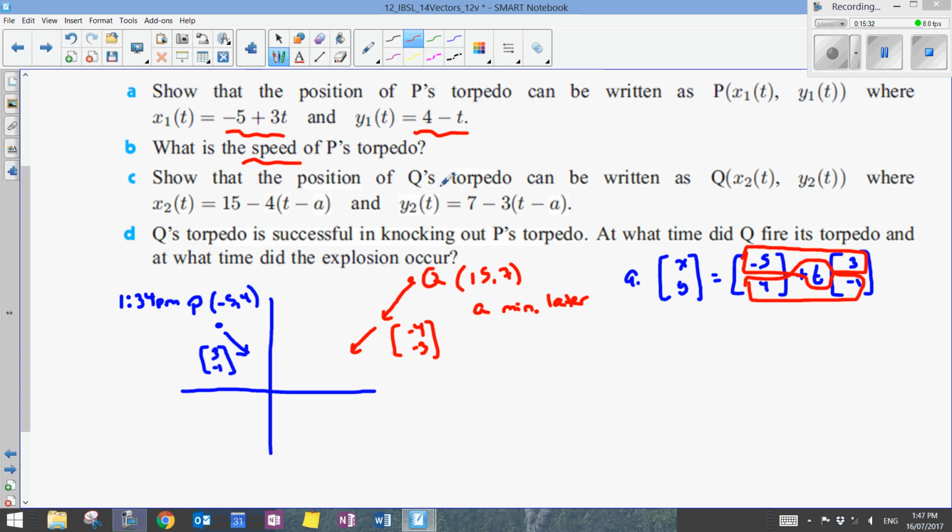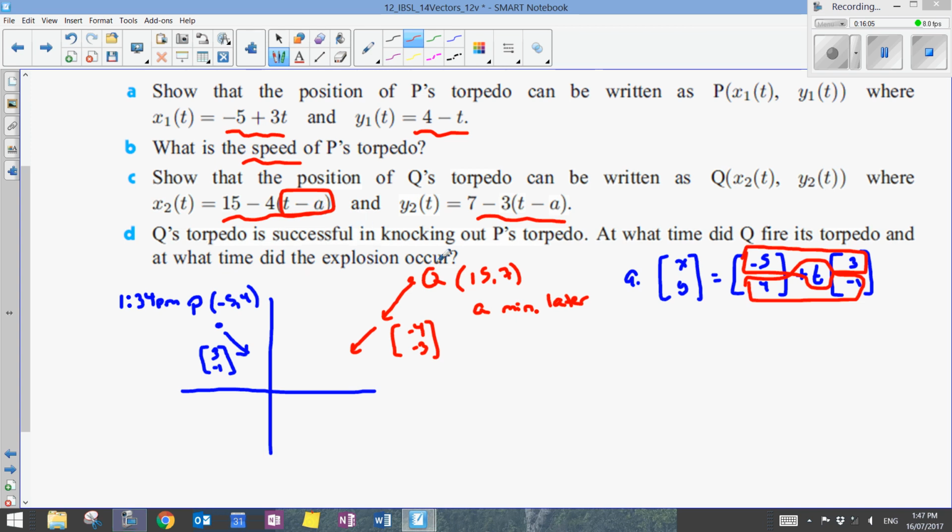Show that the position of Q's torpedo can be written as this here. So again, I'm going to start the same way. I'll outline what my linear motion should look like in terms of the equation. And then this whole t minus a, remember that for however long P's torpedo is traveling, Q's torpedo will be traveling a minutes less because it left a minutes later than P's torpedo was fired. So again, this t minus a is probably going to have something to do with how that time is calculated.